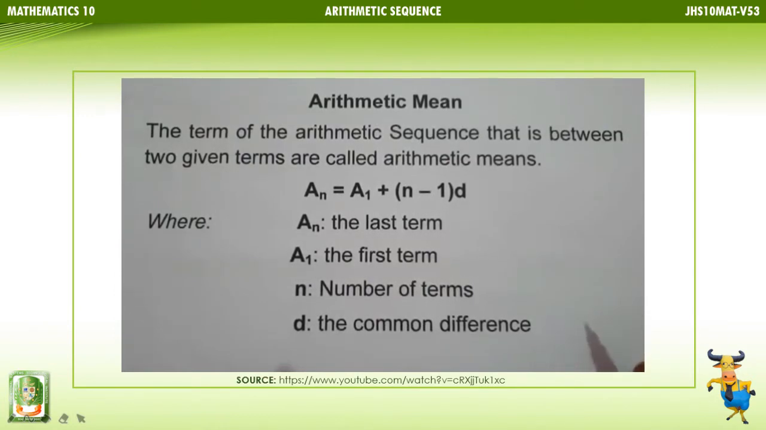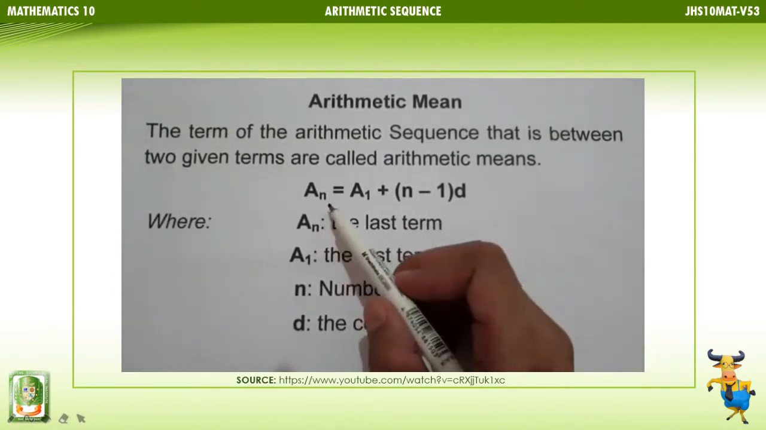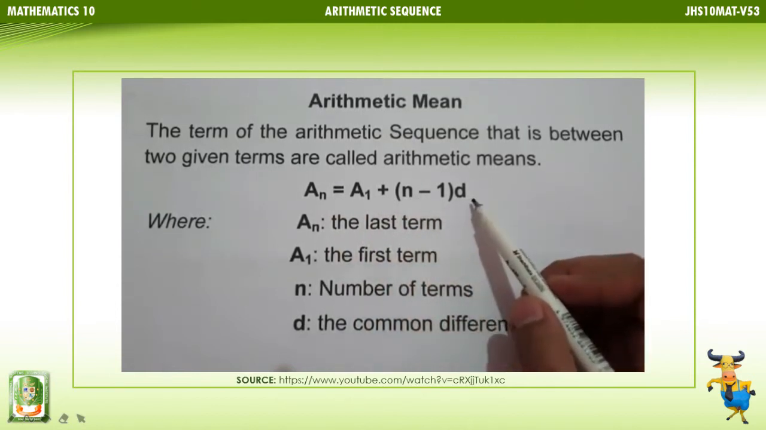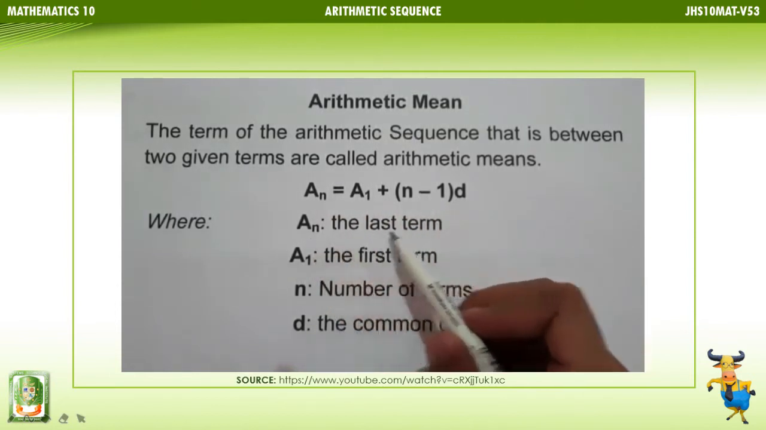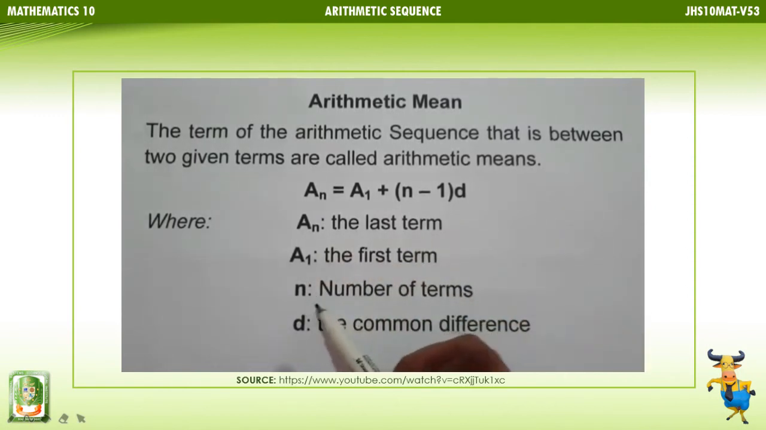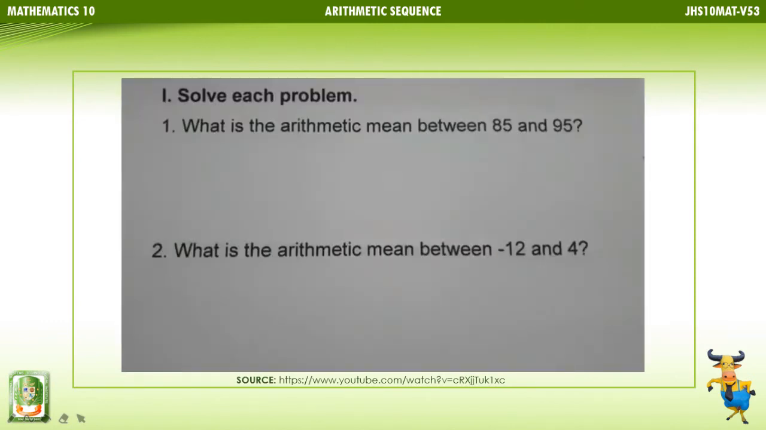Now, in order for us to understand what is arithmetic mean, let us familiarize ourselves with the formula of arithmetic sequence. That is a sub n equals a sub 1 plus n minus 1 times d, where a sub n is the last term, a sub 1 is the first term, n is the number of terms, and d is the common difference. So let's have an example. Number 1, what is the arithmetic mean between 85 and 95?